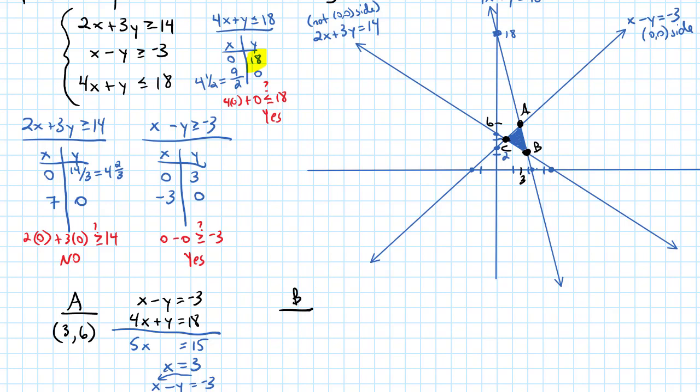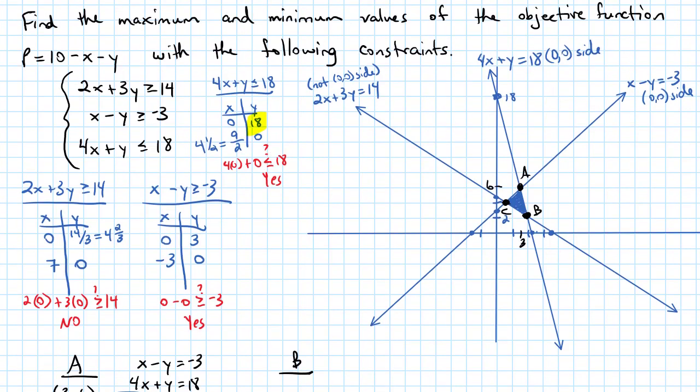B is where the 4x plus y equals 18 line intersects the 2x plus 3y equals 14 line. So we need to figure out where those intersect. So we've got 4x plus y equals 18, and we have 2x plus 3y equals 14, and we need to solve this system.